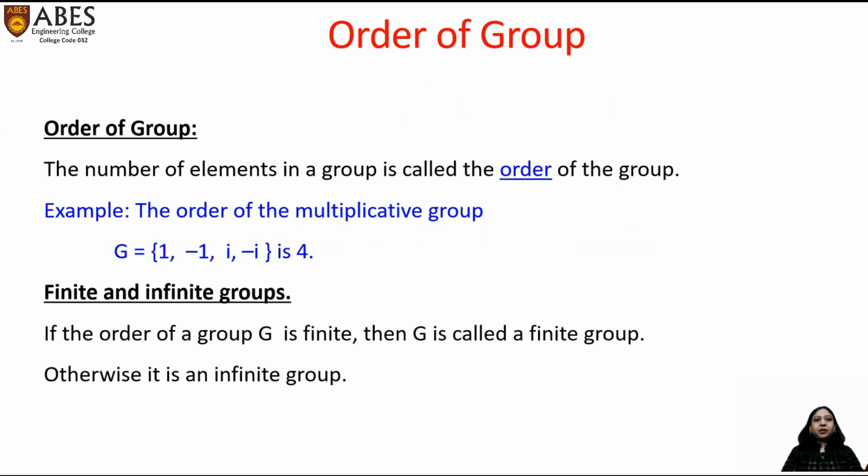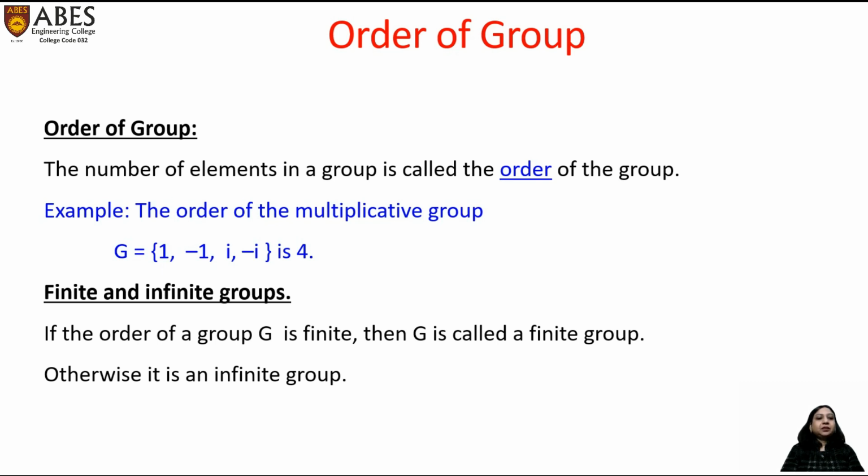So the order of the group can be defined as the number of elements present in the group. Suppose the group is having 4 elements, then its order will be 4. And definitely the order of a group can be finite. If the group is finite, then we can find the order of the group. If the group is infinite, then its order will be infinite.